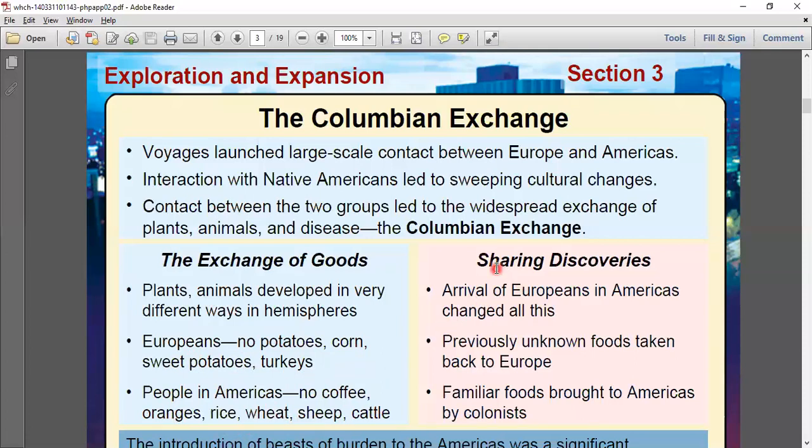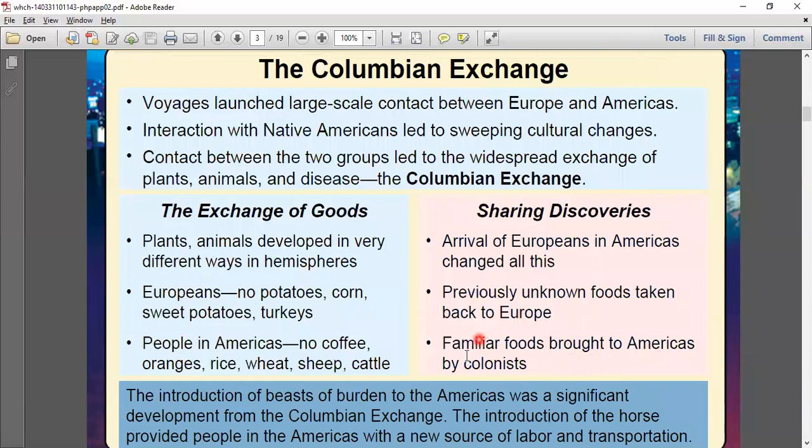Then we start to talk about sharing discoveries, an exchange even in the discovery itself. The arrival of the Europeans in the Americas changed all the beliefs and so on. Previously unknown food was taken back to Europe. When the Europeans went to the Americas and found unknown food, they took it back when they returned to Europe. And familiar food was brought to the Americas by the colonists. So they started to have this new food.